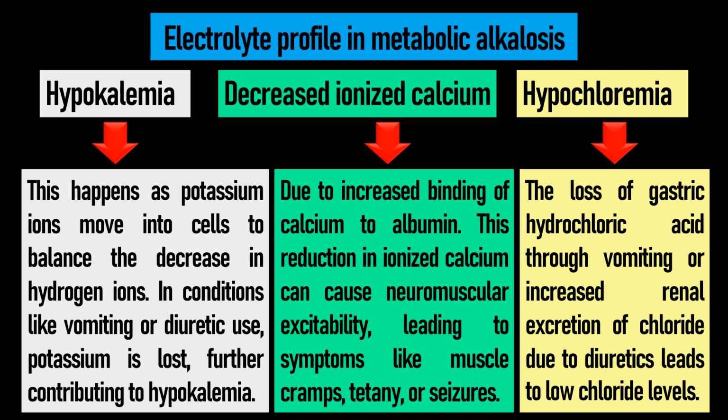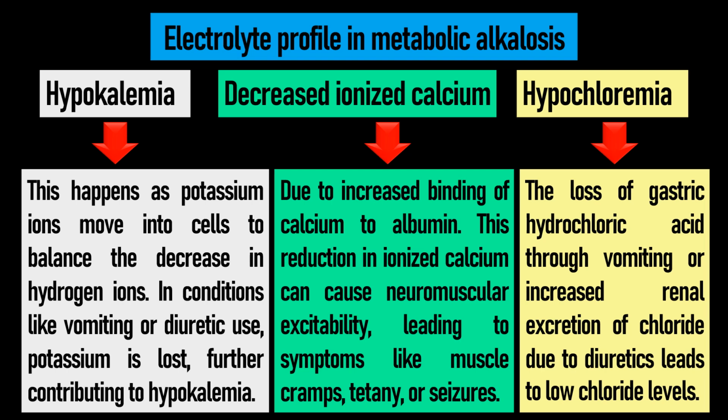A disturbance in potassium concentration is usually common. Metabolic alkalosis is commonly associated with hypokalemia. This happens as potassium ions move into cells to balance the decrease in hydrogen ions, because hydrogen ions move into extracellular fluid. In conditions like vomiting or diuretic use, potassium is lost, further contributing to hypokalemia.